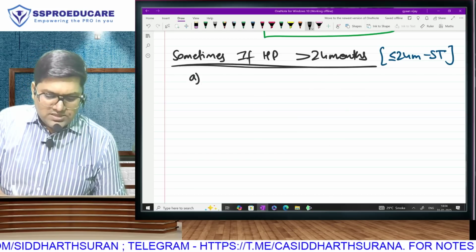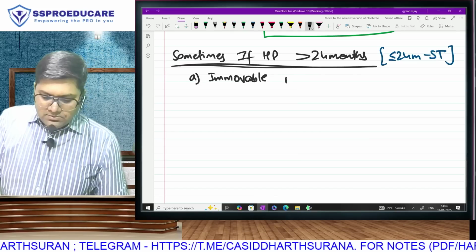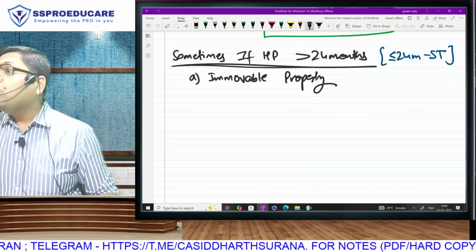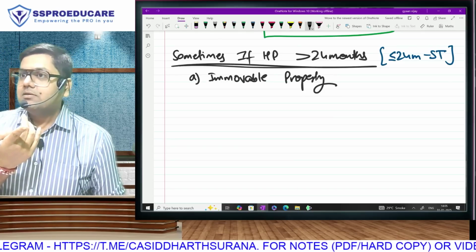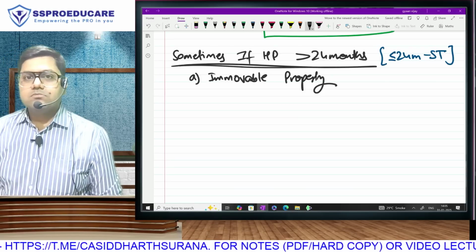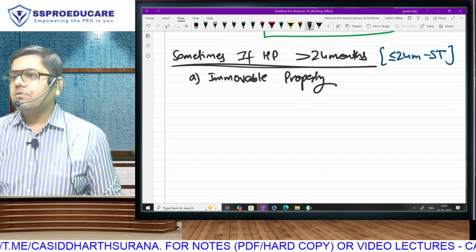Two assets. Jetli ji said immovable property. So your residential house, personal, but immovable. Is that a capital asset? That will become long term after 24 months. Immovable property will become long term after 24 months.